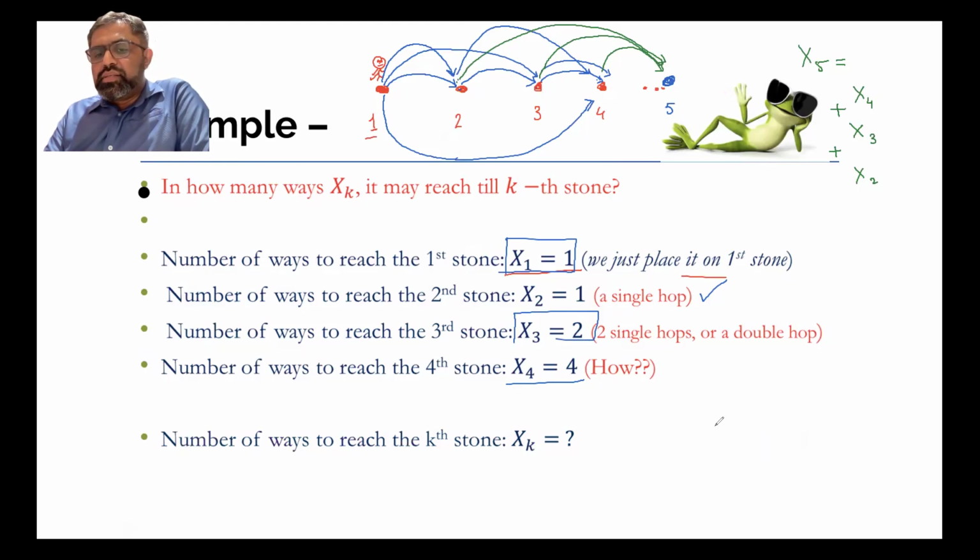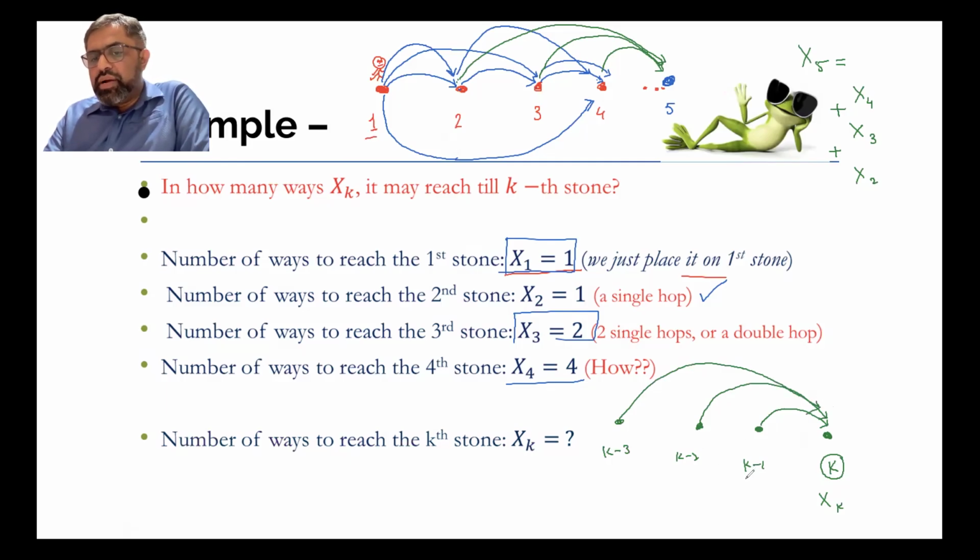So in general, if we are somewhere in the middle, at the kth stone, in how many ways can we reach stone number k? xk. So what is xk equal to? From stone k minus 1, we can directly jump here. Or from k minus 2, we can directly jump to stone number k. Or from stone k minus 3, we can directly jump to stone k. In how many ways we reach stone k minus 1, we must have already calculated. This is xk minus 1.